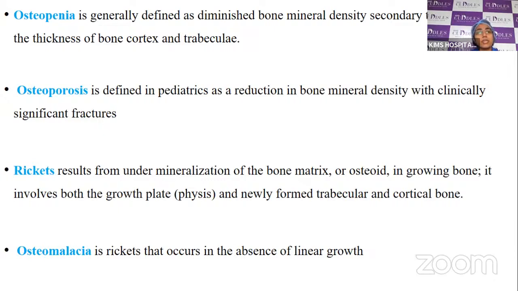Osteoporosis is defined in pediatrics as a reduction in the bone mineral density with clinically significant fractures, whereas rickets means undermineralization of the bone matrix or osteoid in the growing bone. It involves both the growth plate, that is the physis, and newly formed trabecular and cortical bone. Whereas osteomalacia is also a type of rickets, but it occurs in the absence of linear growth, after the completion of the growth spurt.